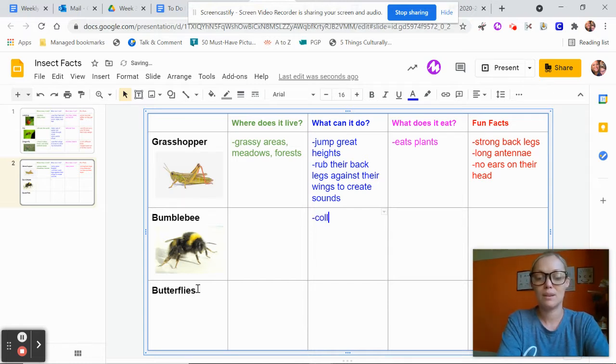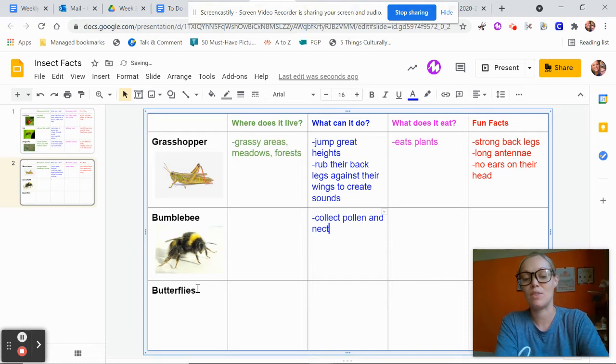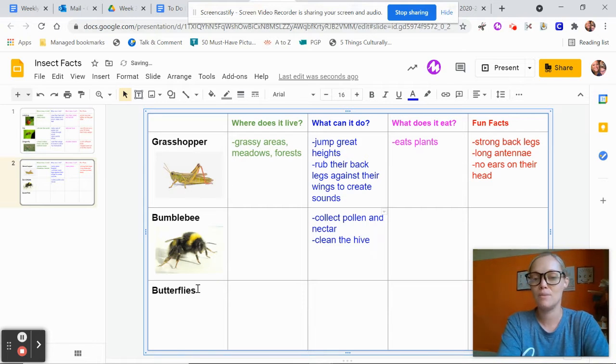I'm going to type collect pollen and nectar. The reason why I'm putting these in here is so that you can use these to write your informational piece later on. So make sure you pay close attention to what these are, so when you go back to read it, it's easy for you. Collect pollen and nectar, clean the hive, and they can sting. Those were some things that seemed special to a bumblebee.